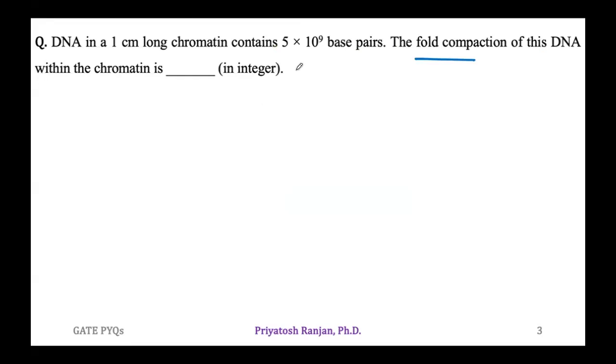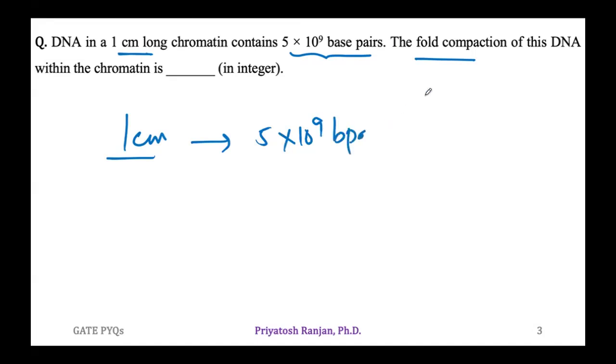So first we need to calculate the length of this DNA when it is not associated with any of the proteins, because it's given the length of the chromatin is 1 centimeter, and this corresponds to 5 into 10 raised to 9 base pairs. Since we need to calculate the fold compaction, we need to calculate the length corresponding to this number when the DNA is not associated with the proteins.